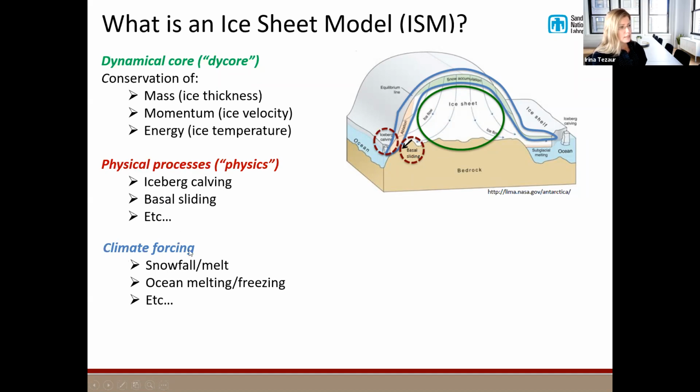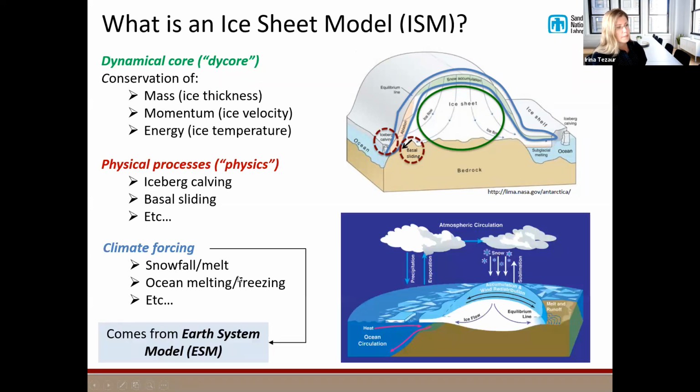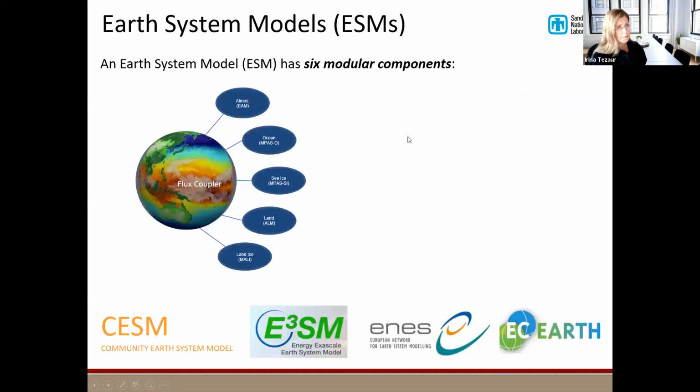And then the last piece here is climate forcing. So this is basically taking into account contributions you would have to your ice sheet from things like snowfall, melt, ocean melting, freezing. And the idea here is that your ice sheet doesn't just live in a vacuum. It interacts with the other climate components, things like atmosphere, sea ice, and so on. And so typically this climate forcing data is going to come from what we call an Earth system model or ESM. So what is an ESM?